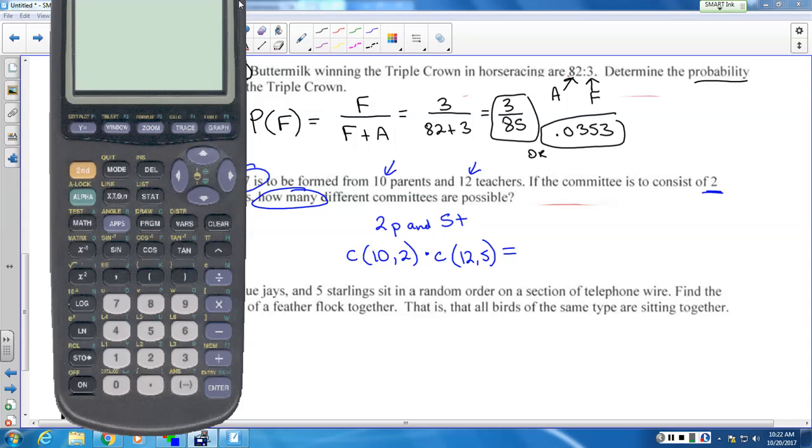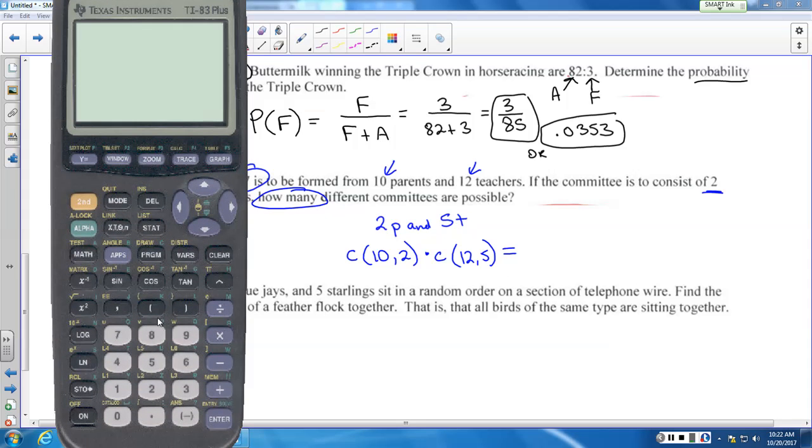When I go to put this in my calculator, I'm going to have 10, math, probability, choose 2, times 12, math, probability, choose 5. I get 35,640.